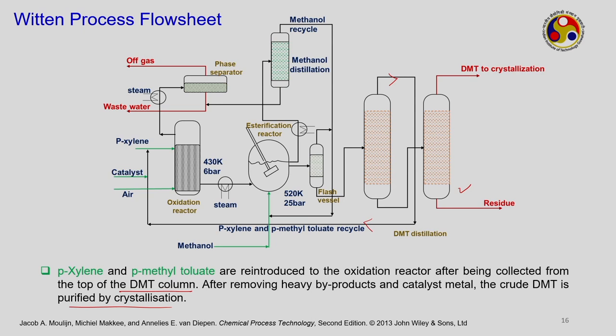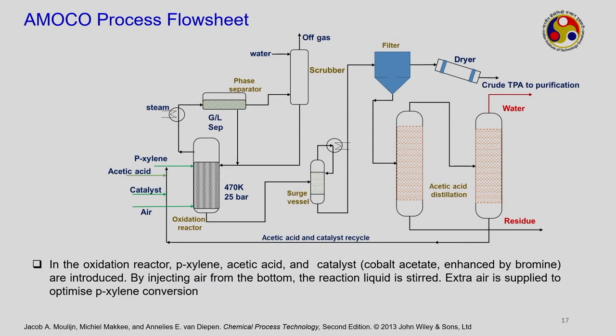So with the appropriate temperature and pressure condition, you can take out DMT and use it for further application. So next process is the AMOCO process flow sheet. AMOCO process flow sheet, as I told you, is the use and production of the TPA, terephthalic acid. So the process is similar.